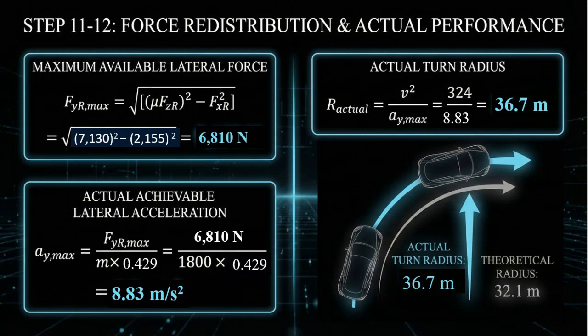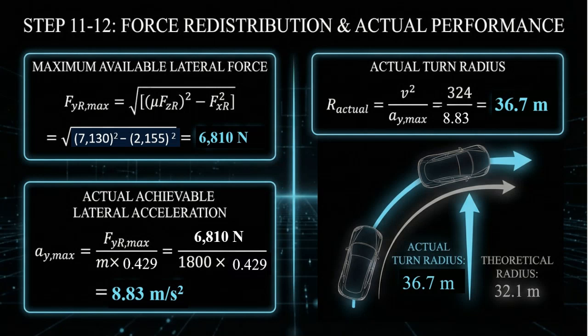To find the maximum lateral force the rear axle can support, we use the friction ellipse. Fyr max equals the square root of (mu Fzr) squared minus Fxr squared. Substituting values, we get Fyr max equals 6,810 newtons. Next, we compute the maximum achievable lateral acceleration. a y max equals Fyr max divided by mass, times 0.429. Substituting numbers, a y max equals 8.83 meters per second squared.